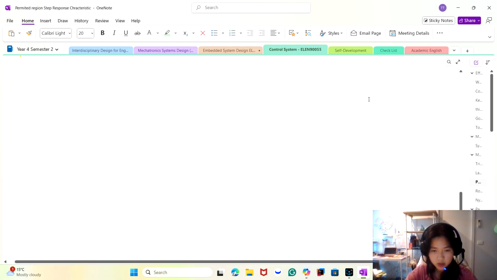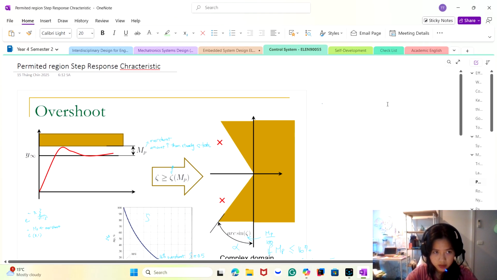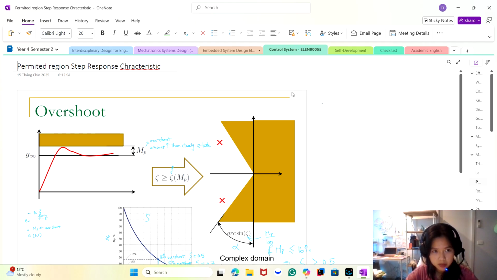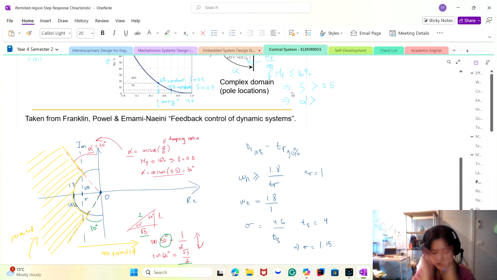Hi guys, today I'm gonna walk you through the process of determining the permitted regions for the transfer functions. The permitted region to place the poles of the transfer functions is based on step response characteristics like settling time, rising time, overshoot. Okay, let's begin.